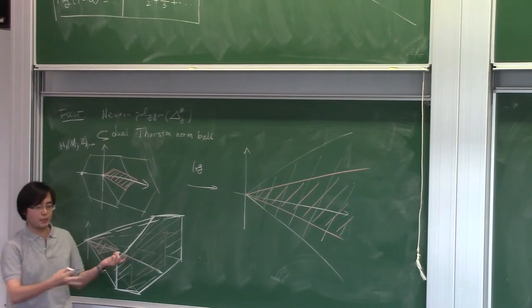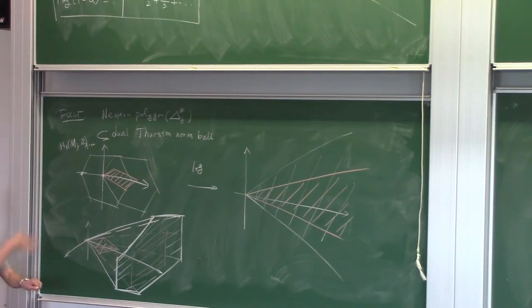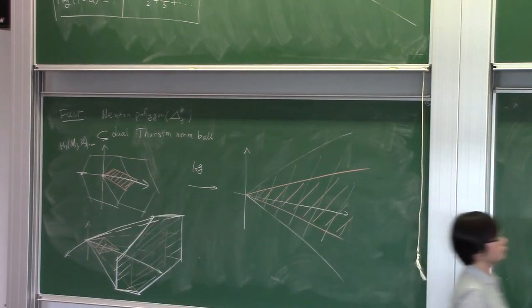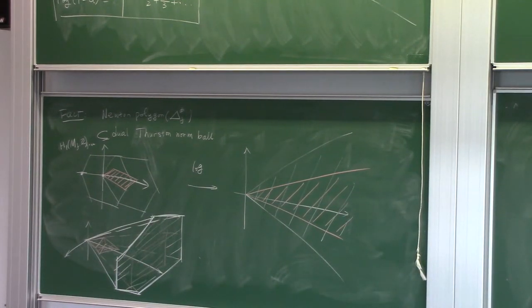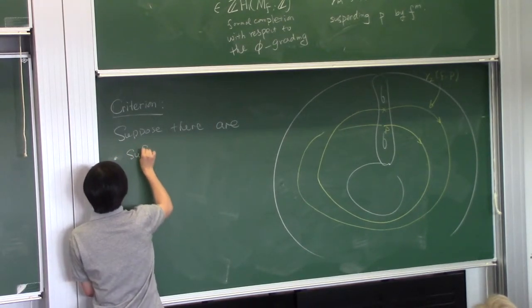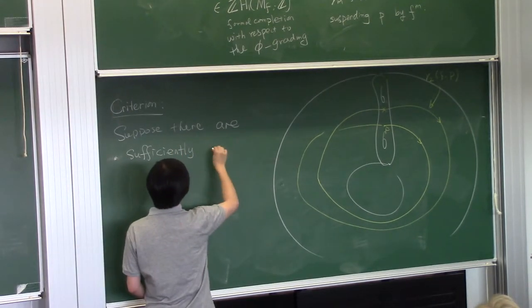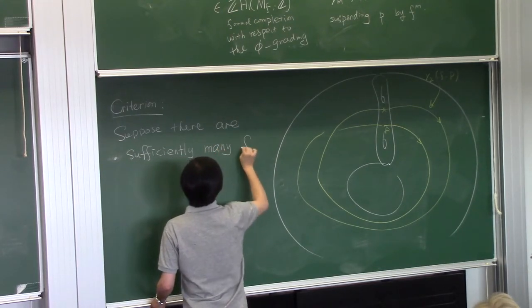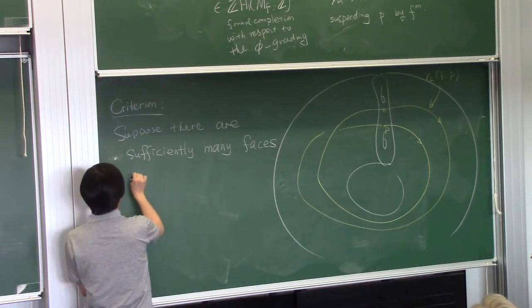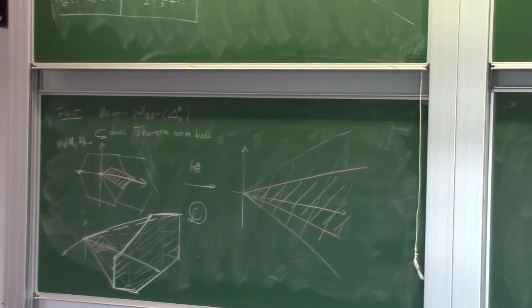That is one thing. Of course, it just depends on what automorphism you are given. Then you want to translate this criterion to be one on the finite cover. So the first thing is that for some finite covers, suppose there are sufficiently many faces. If I denote this white cone, it can be reinterpreted as the cone of periodic homological directions.